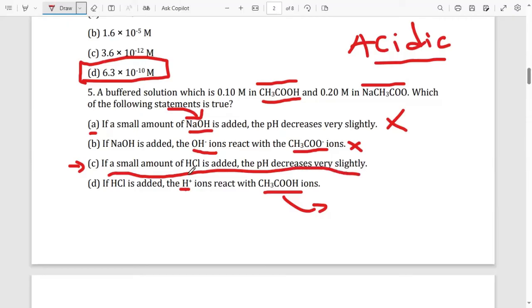So if you add a small amount of the acid, then the pH will decrease. That makes sense because if you add the acid, the pH will decrease and it will become what? More acidic. So the correct answer here is C. So learn to analyze like that if you are given a conceptual question. Here you're not solving, you're just understanding the concept and then applying. So C here is the correct answer. So if there are any questions, you're free to ask. Otherwise, I'll go to question 6.